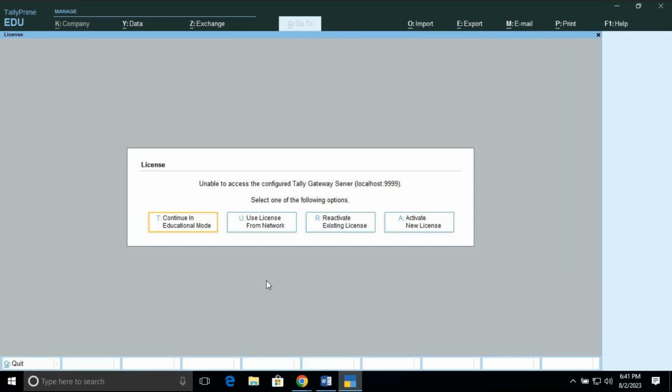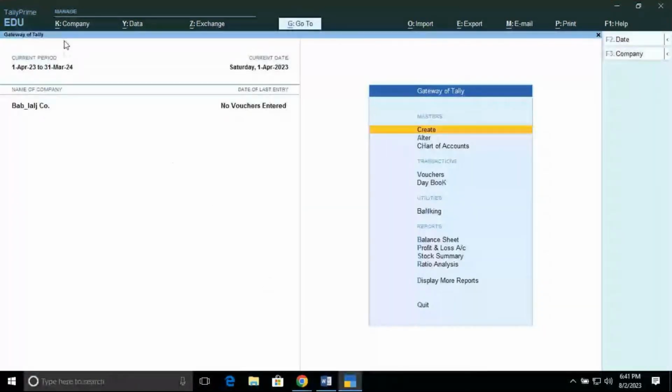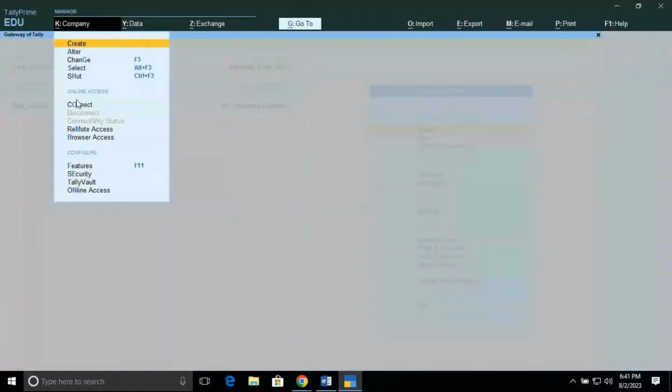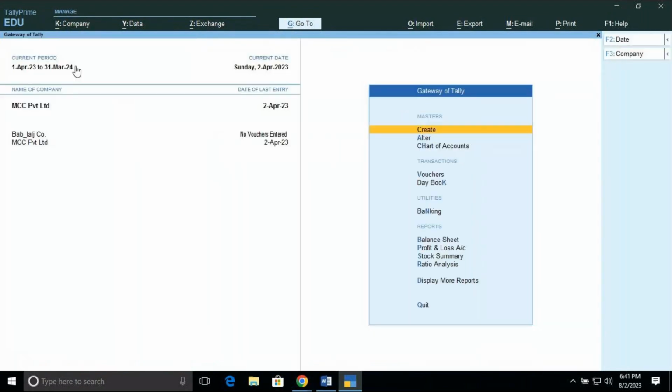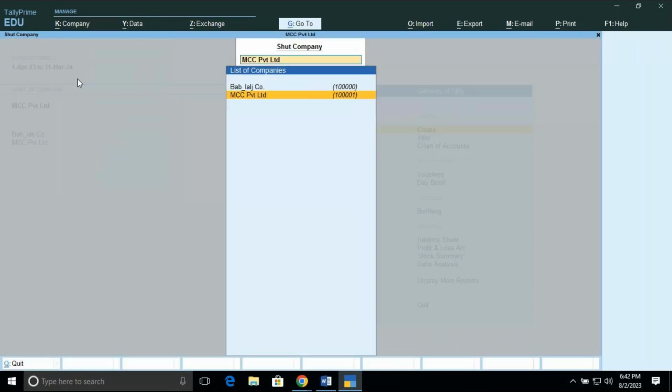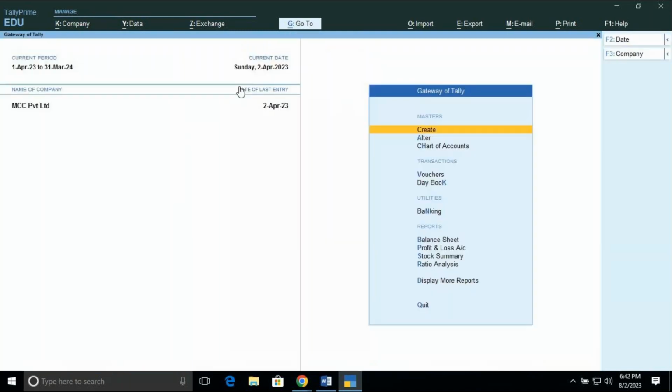Okay. So now to start with, I have to select my company. So company select. Our company was this one, enter. Okay. So now, as I told you, if you want to remove this, you have to shut that company: company, shut. So that company will go to the background. So this is the active company.